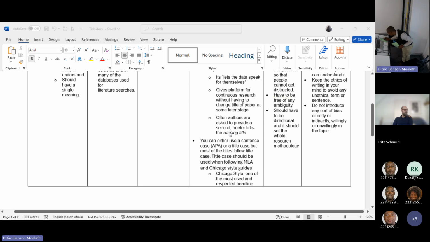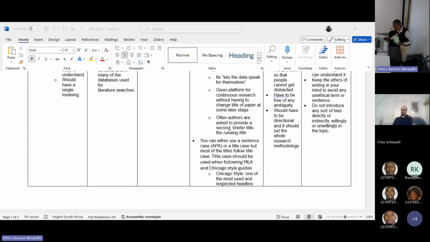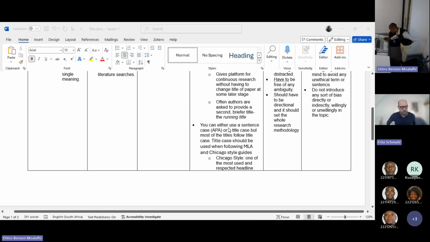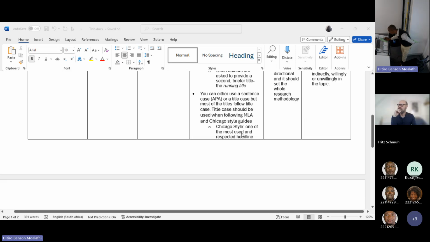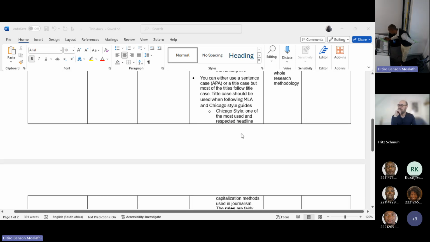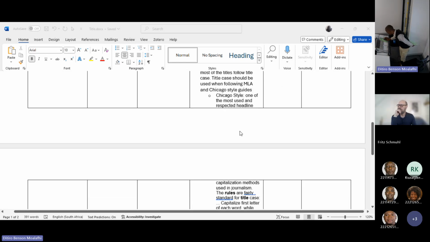We have to also appreciate that you can use a sentence case depending on what referencing style you are adopting. Like you can use the sentence case for APA or a title case for other referencing styles. Title case should be mostly with MLA and Chicago style. And this is what we have put together here as a summary on the use of Chicago title case.